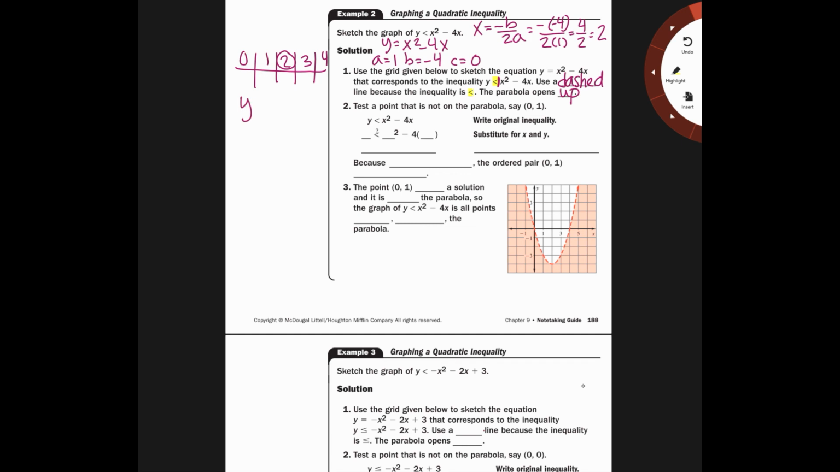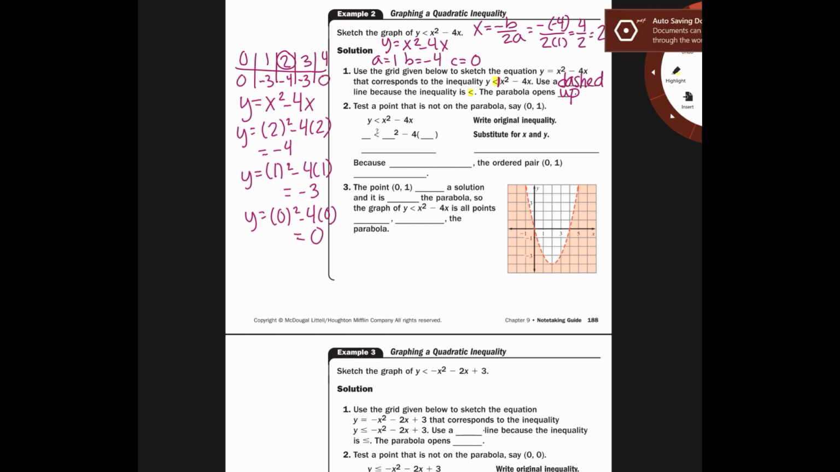So now let's plug those in into y equals x squared minus 4x. So y equals 2 squared minus 4 times 2, which gives us a 4 minus 8, which will be a negative 4. Let's plug in a 1. Y is equal to 1 squared minus 4 times 1. Well, that'll be 1 minus 4, which will equal a negative 3. And lastly, y is equal to 0 squared minus 4 times 0, which will just equal a 0.